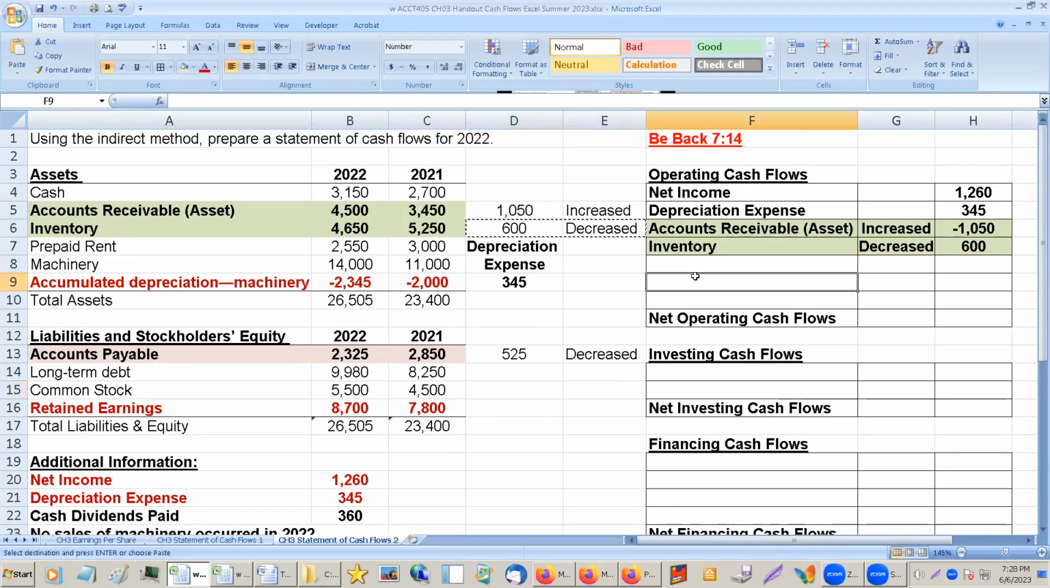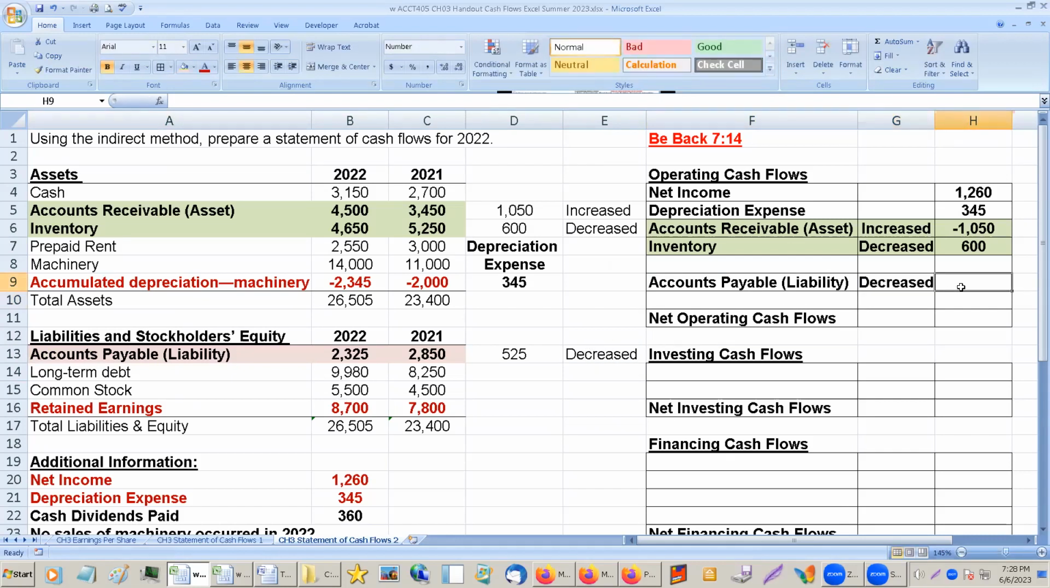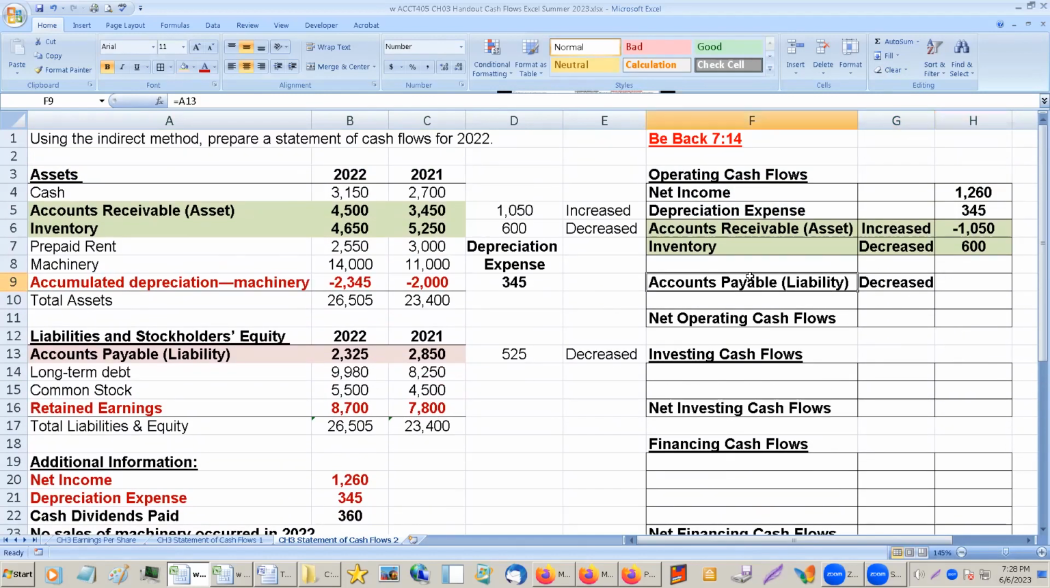Okay, so accounts payable. Before I do anything, let me label that, that's a liability. Accounts payable is a liability, and decreased. So what's the only way that your liabilities decrease? If you pay them. So this will be a negative.